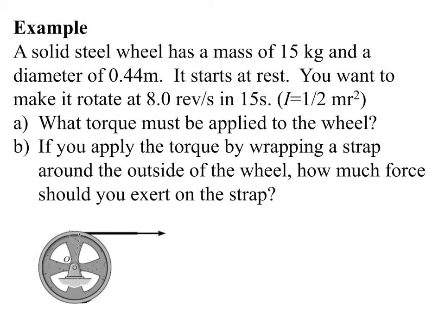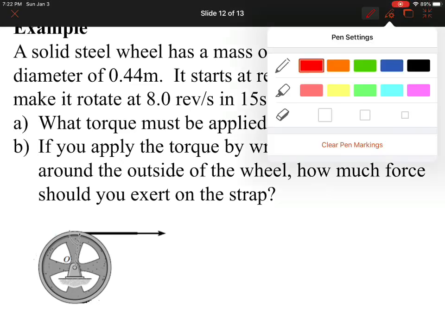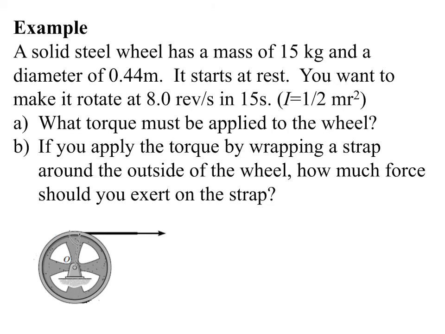Okay. We're just going to do one example, and then I'm going to be done, if you can believe it. I've got a solid steel wheel. It has a mass of 15 kilograms. This one's going to throw a lot of information at you, so I'm going to write it down as we go. 15 kilograms mass. It has a diameter of 0.44 meters, so of course we usually want radius, so we divide that by 2, so its radius is 0.22 meters.